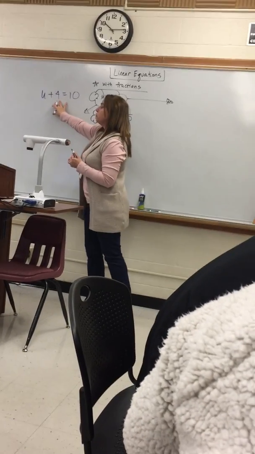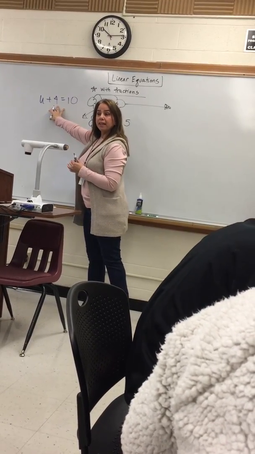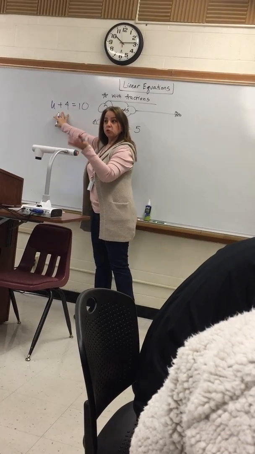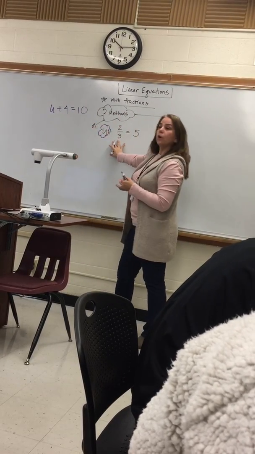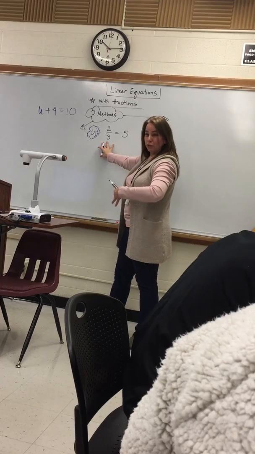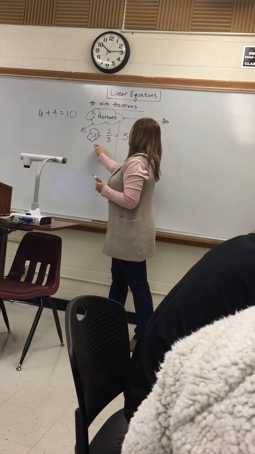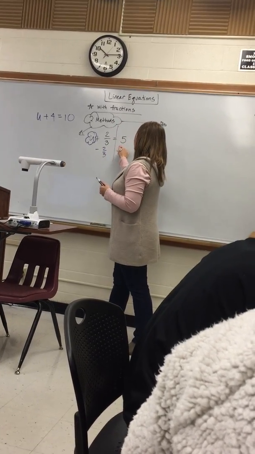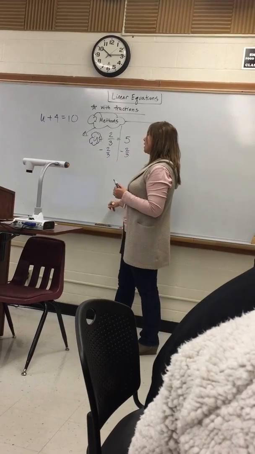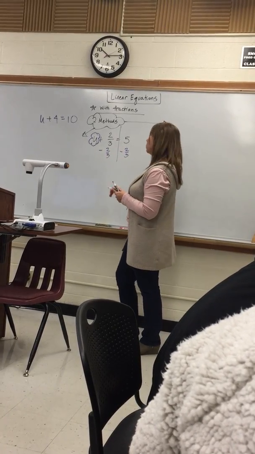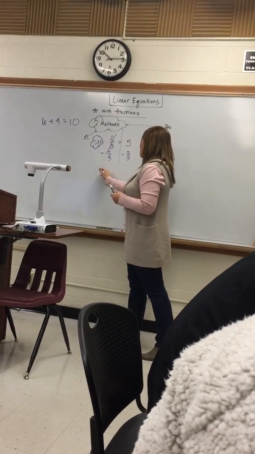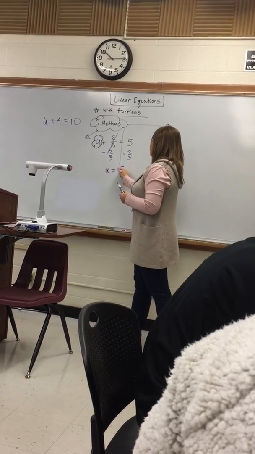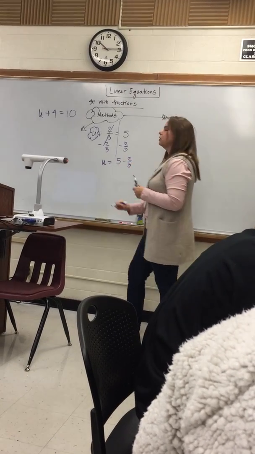Just like this problem, we would do what to get the u by itself? Subtract 2/3. So I'm going to subtract 2/3 from both sides. Same thing that I did before. So those zero out, I get u is equal to 5 minus 2/3.